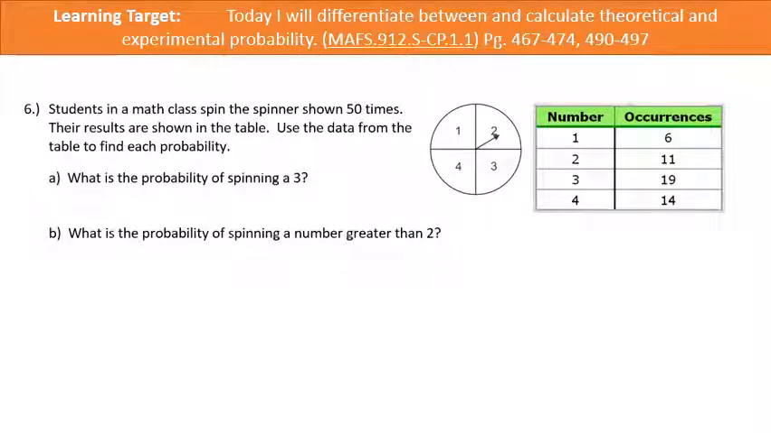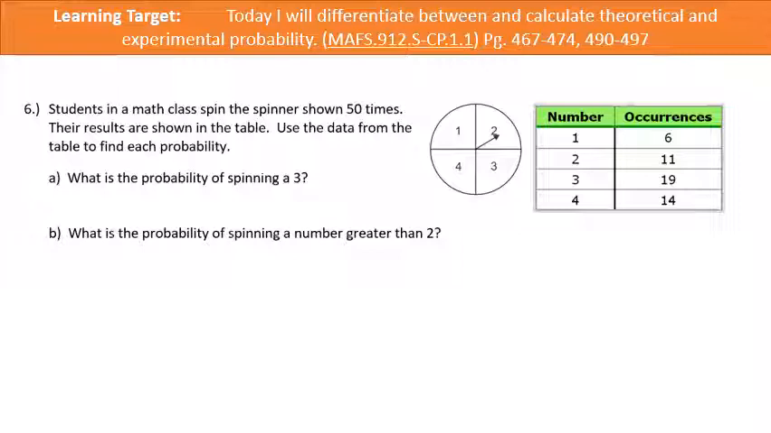Students in a math class spin a spinner 50 times. The results are shown in the table. Use the data from the table to find each probability. Ding, ding, ding, ding. That's experimental probability.